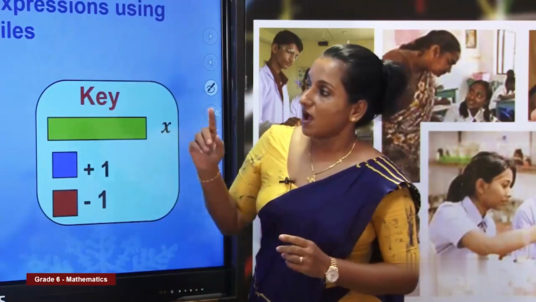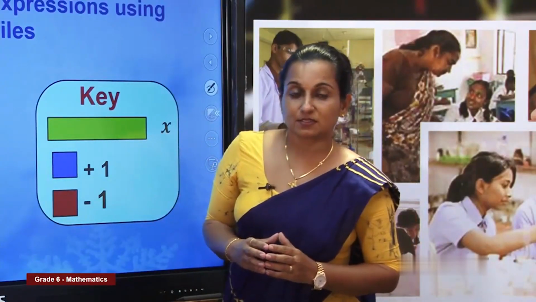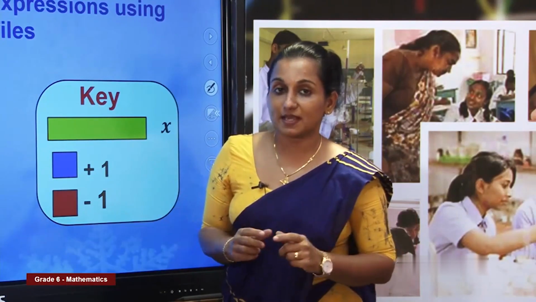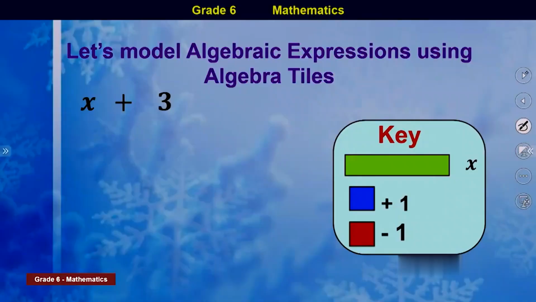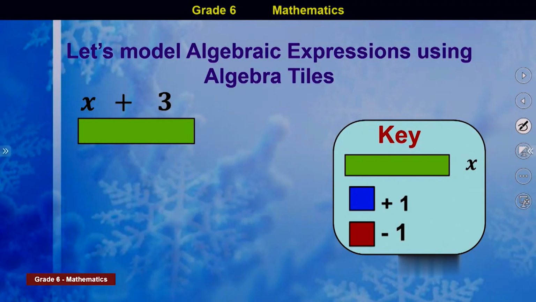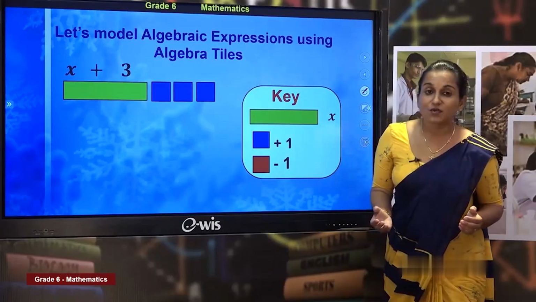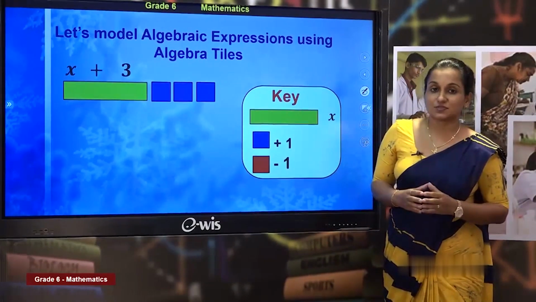First, I have to represent x. What should I use to represent x? It should be a green rectangle. Then I need to represent +3. How do I represent +3? I have to use 3 blue squares. 1, 2, 3 blue squares. Now this is how we model x plus 3.